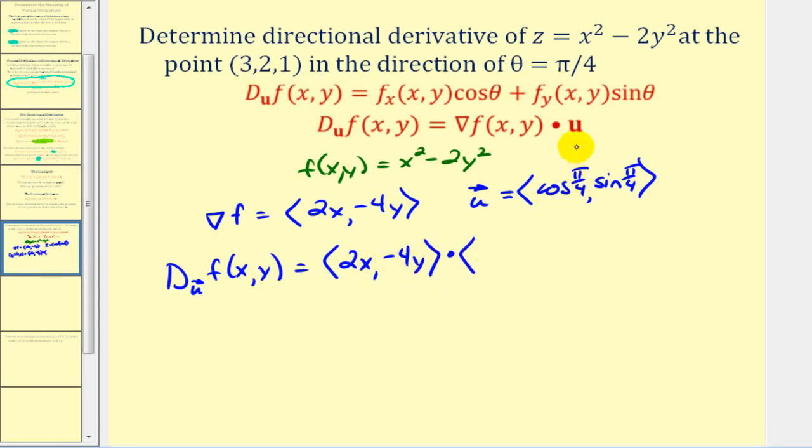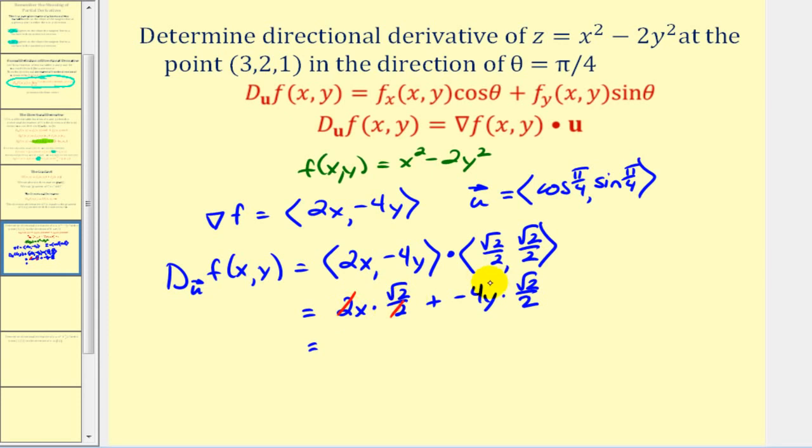And cosine pi over 4 is going to be square root 2 over 2, and so will sine pi over 4. This is going to give us 2x times square root 2 over 2 plus negative 4y times square root 2 over 2. Now we need to simplify this and then replace x with 3 and y with 2.